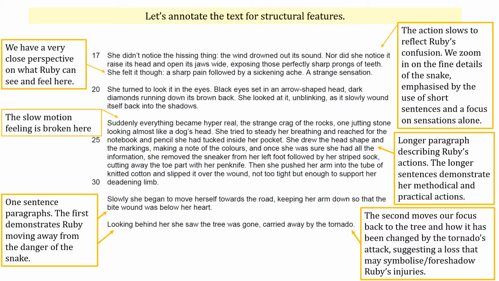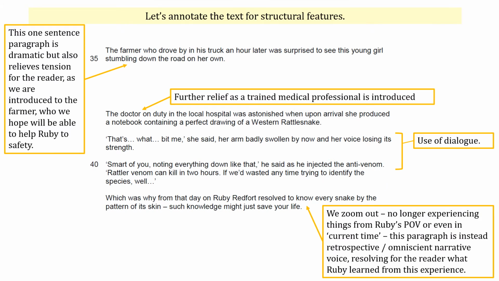The first one demonstrates Ruby moving away from the danger of the snake. The second moves our focus back to the tree and how it's been changed by the tornado's attack, suggesting a loss that may symbolise or foreshadow Ruby's injury, but also makes us feel really relieved that she actually found a safe place to hide, even though she did get bitten by a snake. Finally, this one sentence paragraph introducing the character of the farmer is also dramatic and reduces the tension right down, because we now know that Ruby is likely to be saved. We're hoping that he's going to save Ruby.